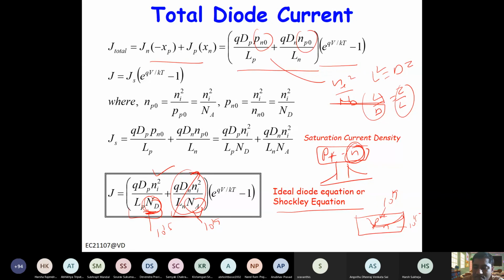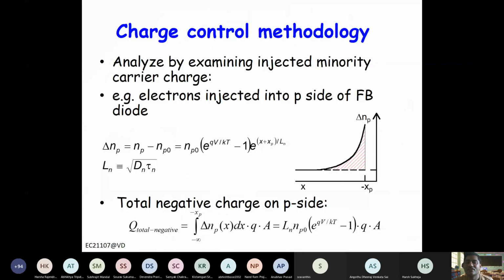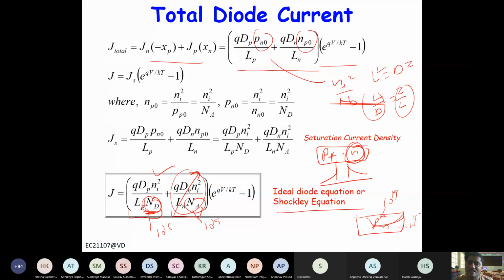So I think with this I will close this lecture, and in tomorrow's class we will discuss another approach called charge control methodology, and we will also consider non-ideal effects.